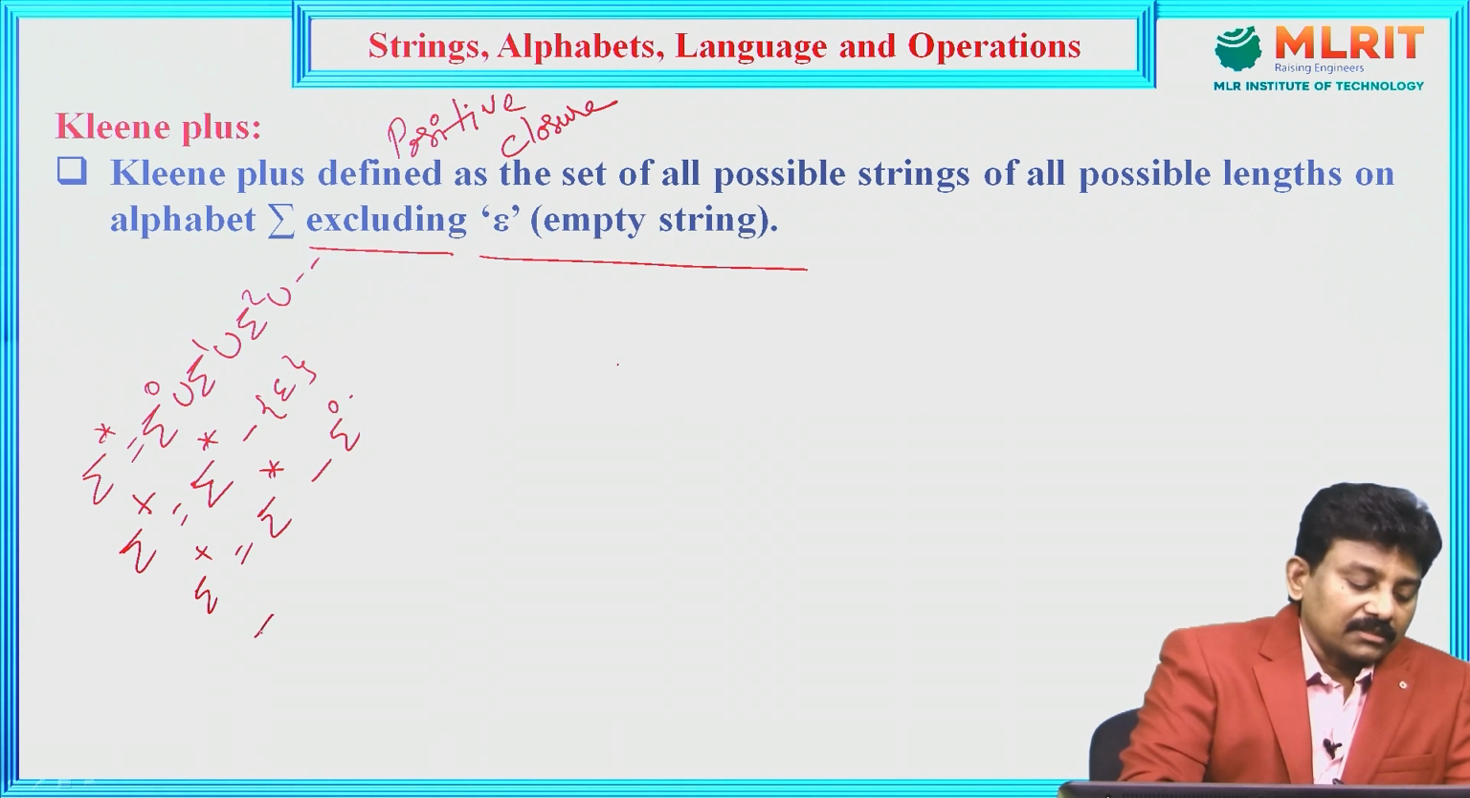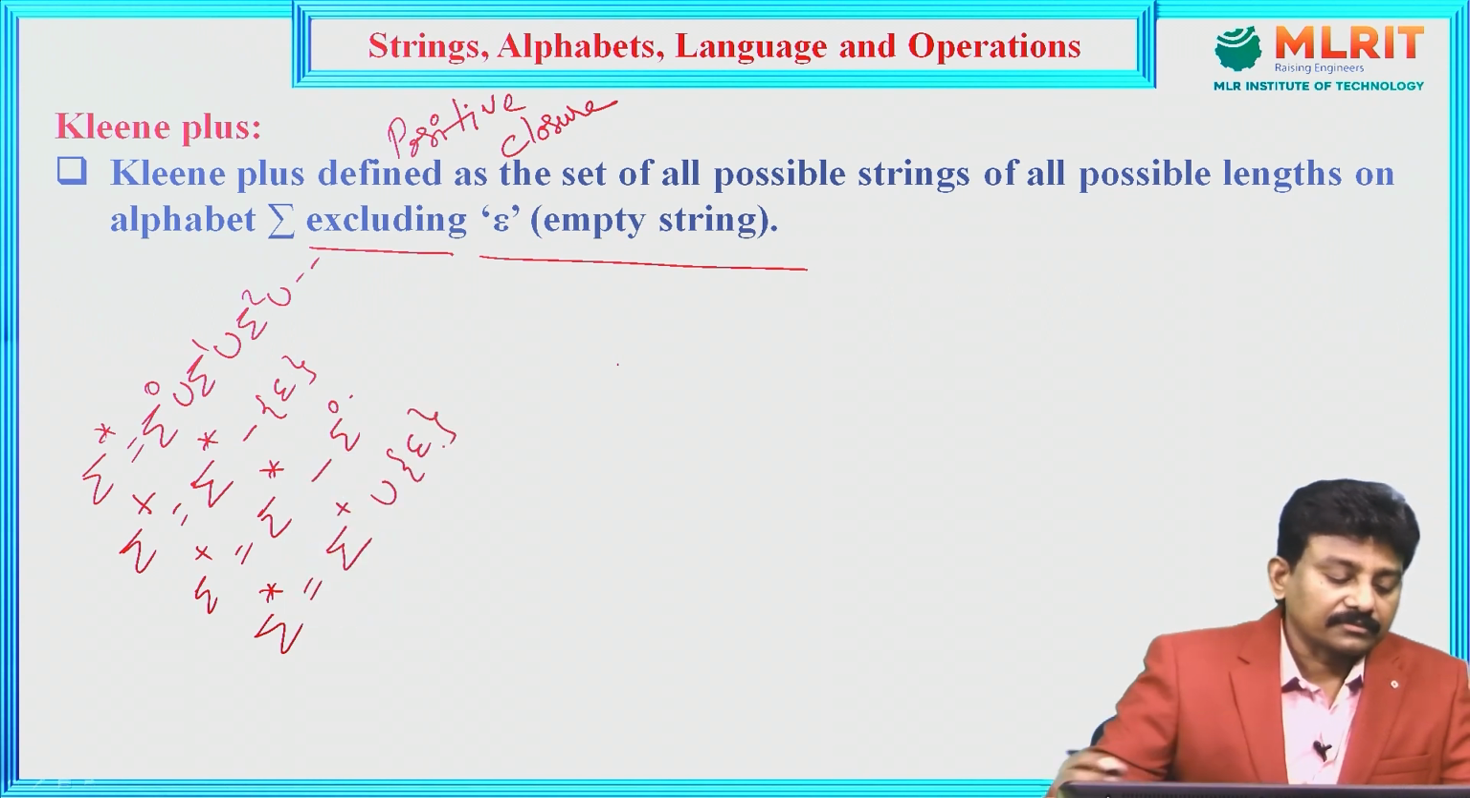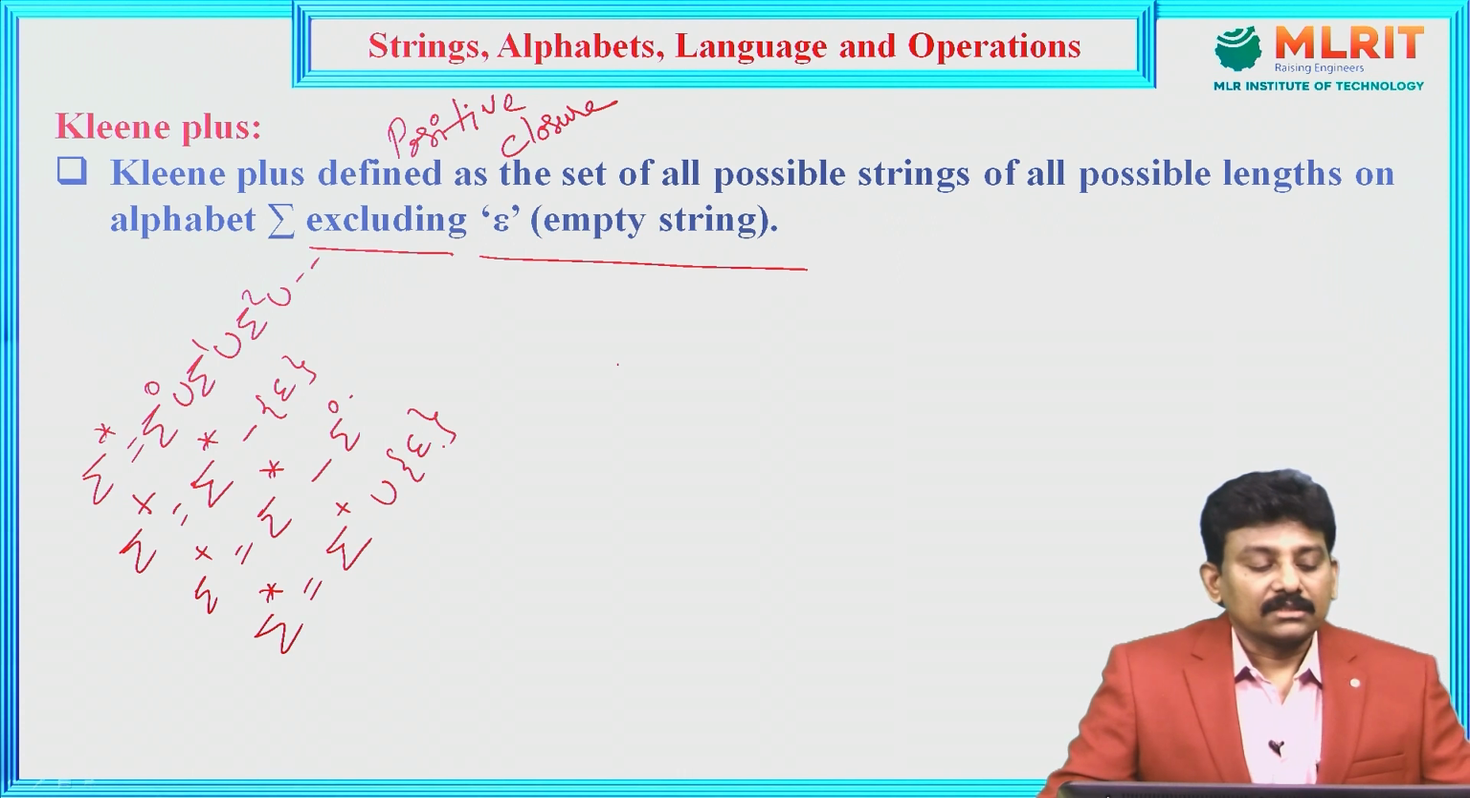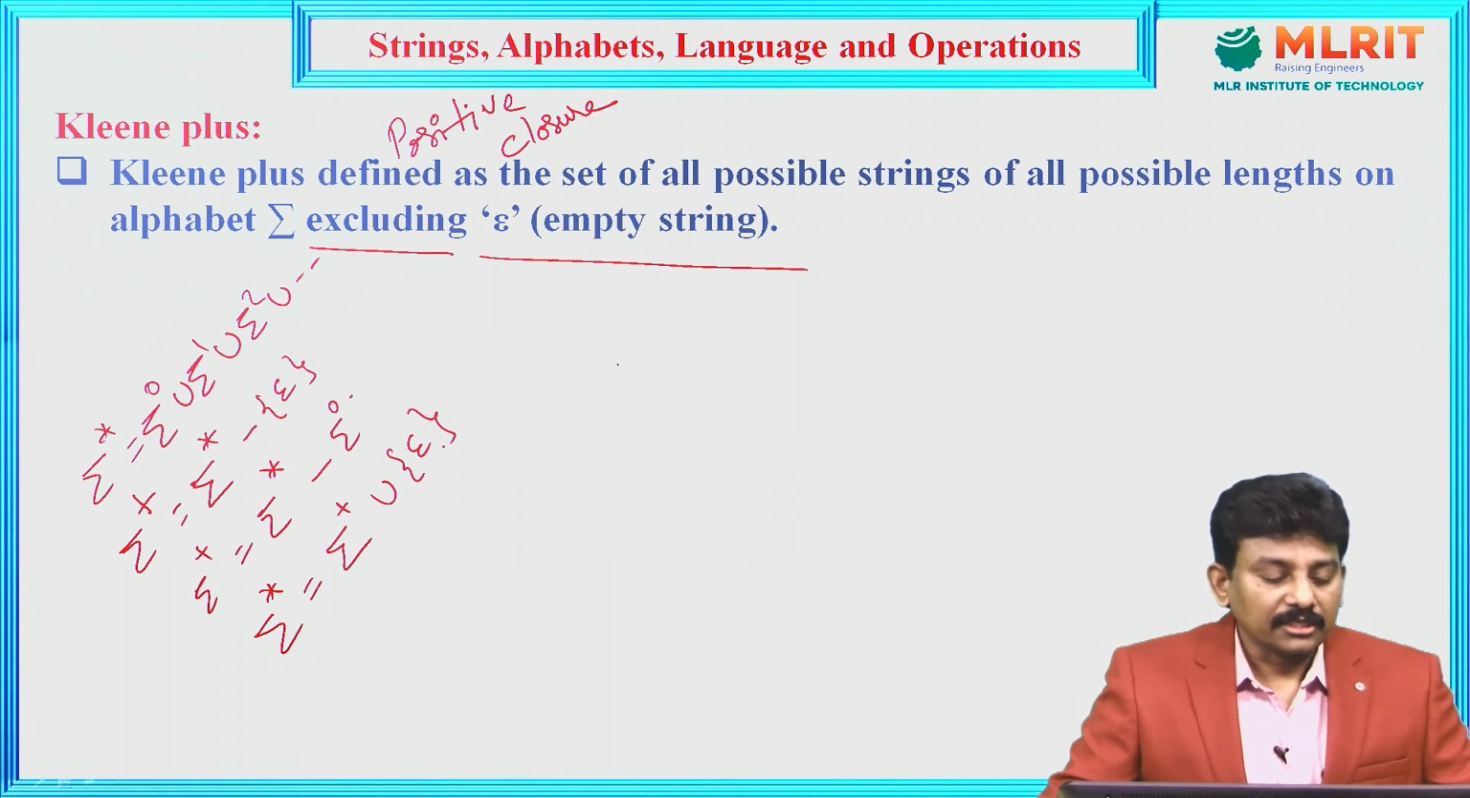Or you can write sigma star is sigma plus union epsilon. Sigma plus is the set of all strings of all possible lengths on alphabet sigma excluding epsilon. Epsilon is not there in sigma plus, while epsilon is also included in sigma star.